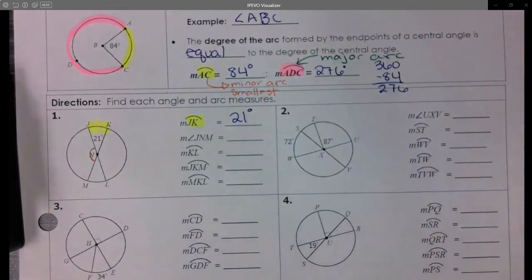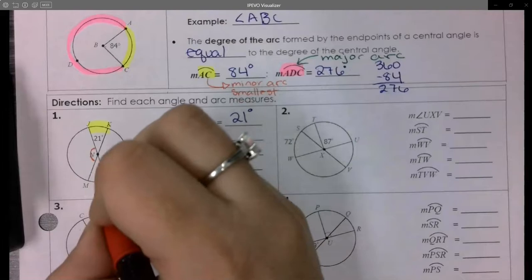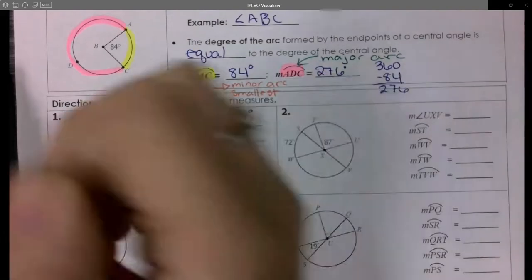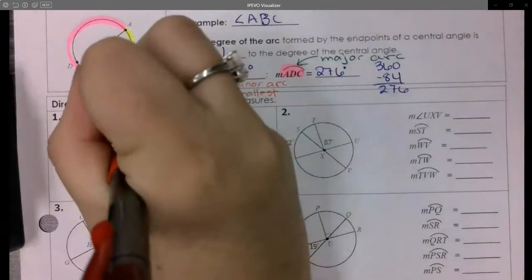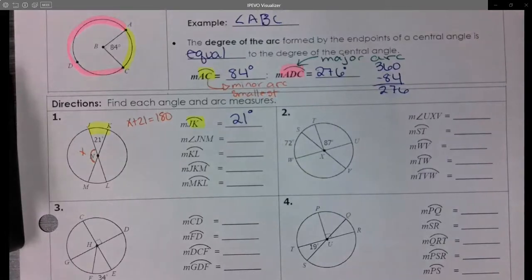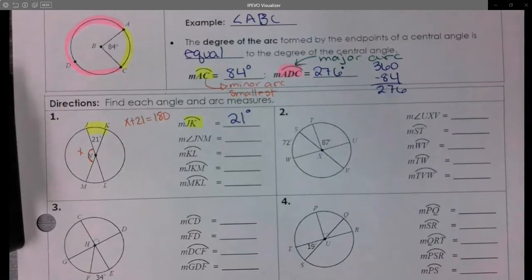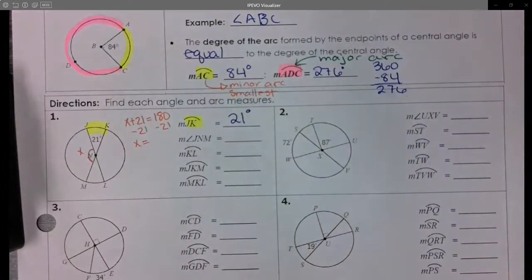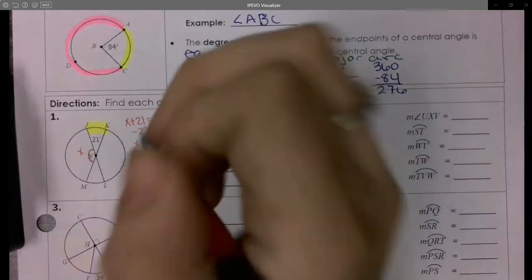So what I can do is notice MK is a straight line and MNJ is part of that and JK is the other part. So if I give this a variable of x, I can do x plus 21 equals 180. And then to find my value of x, I would subtract 21 from both sides. Which gets me, what is 180 minus 21? 159.